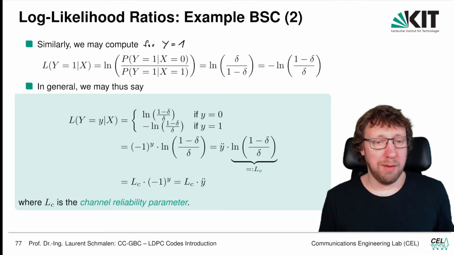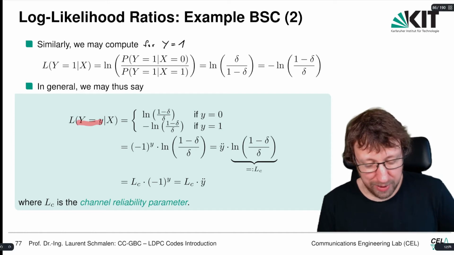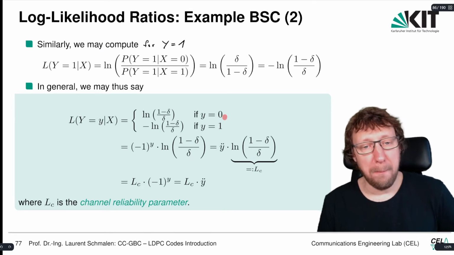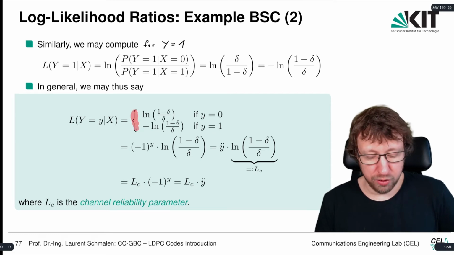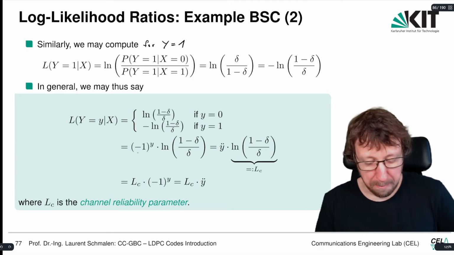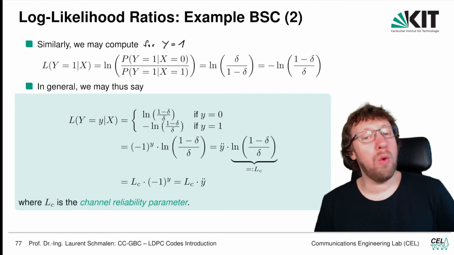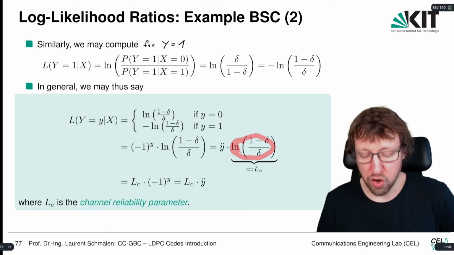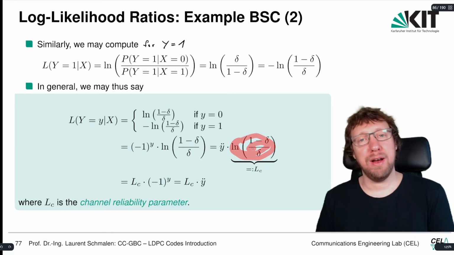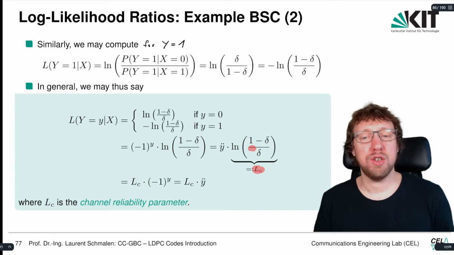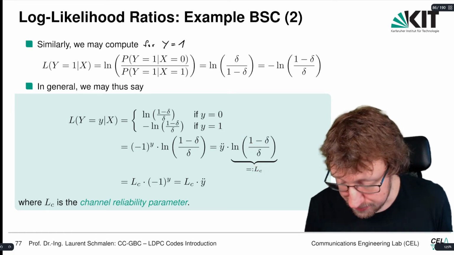So to summarize, we can say that L of y given x is equal to either ln of 1 minus delta over delta if y is equal to 0, or minus ln of 1 minus delta divided by delta if y is equal to 1. We can generalize the two cases as minus 1 to the power y times log of 1 minus delta over delta, or y double dot times this constant. Log of 1 minus delta divided by delta is a constant, and we call it LC, the channel reliability parameter.